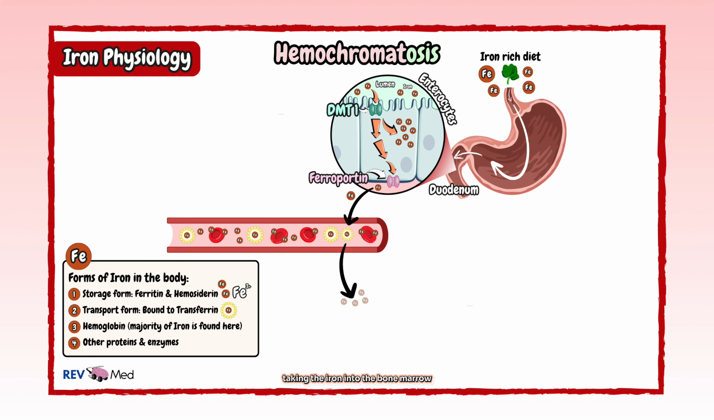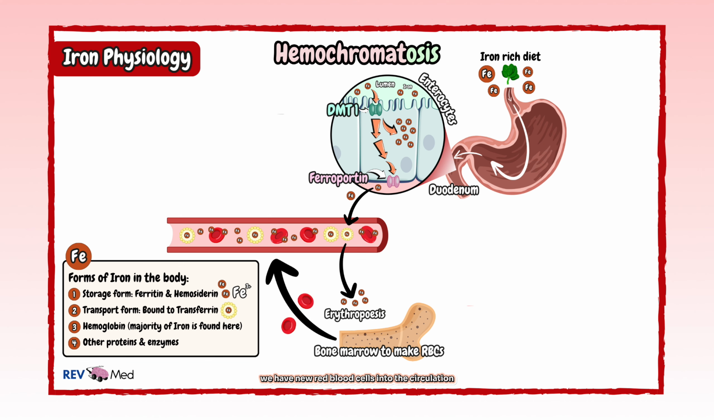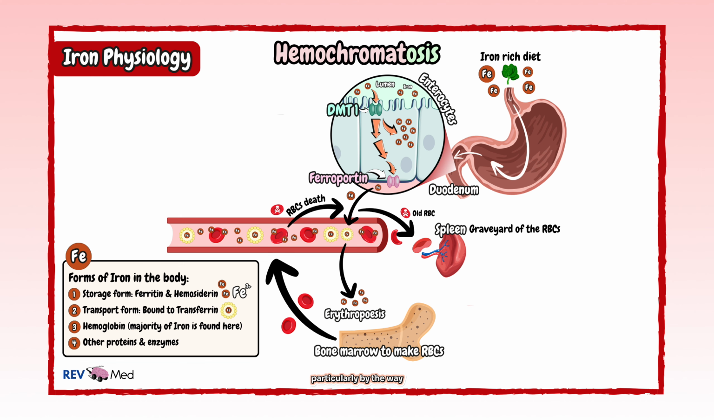We'll see transferrin taking the iron into the bone marrow, where we can make more red blood cells through the process of erythropoiesis. Iron stimulates and influences this process, and boom, we have new red blood cells into the circulation. And then eventually, after 120 days, the older RBCs die through the spleen, particularly by way of the reticuloendothelial system, so you see this recycling process take place. Iron now gets released back into circulation, gets bound to transferrin, and we must importantly note that the majority of iron, about 75%, we take in goes to erythropoiesis because our body needs new red blood cells.